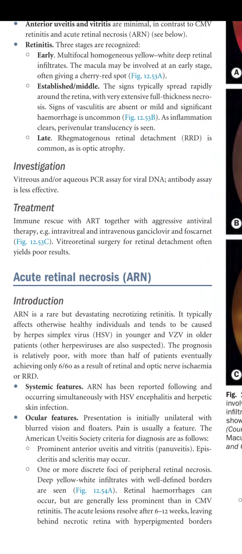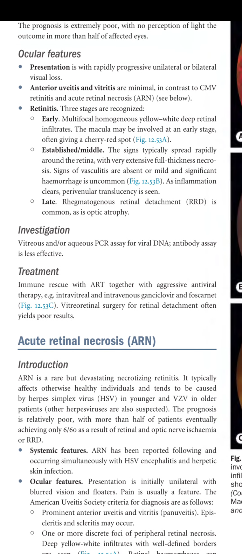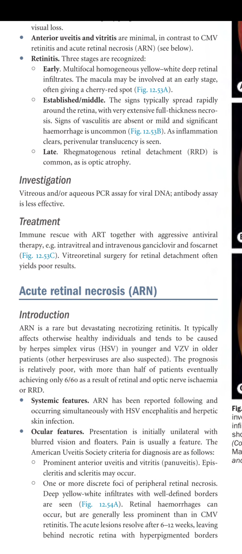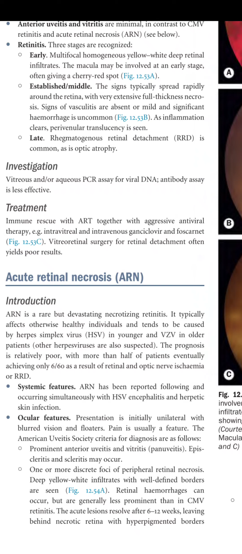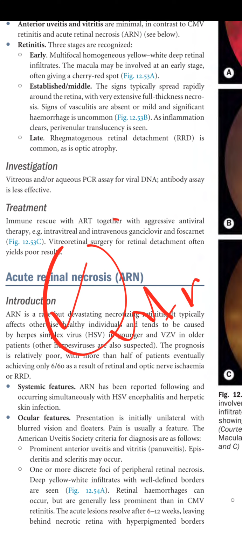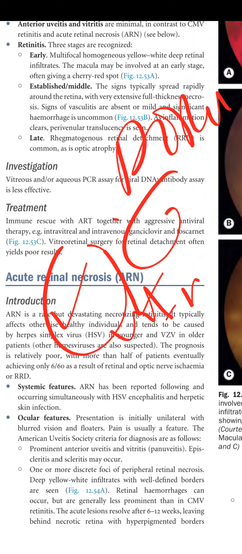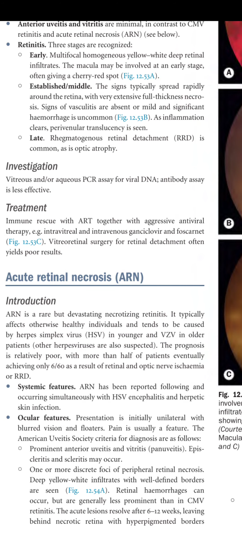Ocular presentation is initially unilateral, with blurred vision and floaters. So in this case, there is going to be vitritis, and there are going to be floaters. Pain is usually a feature, along with anterior uveitis. So in this case the vitritis is more common, whereas in PORN it was minimal; here there will be much more vitritis.